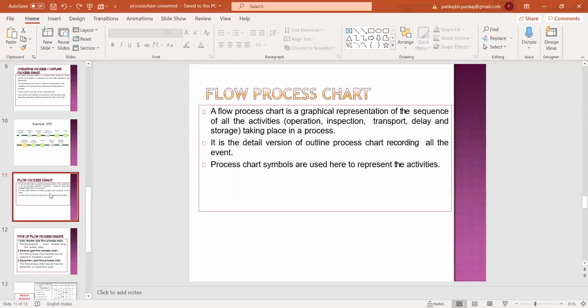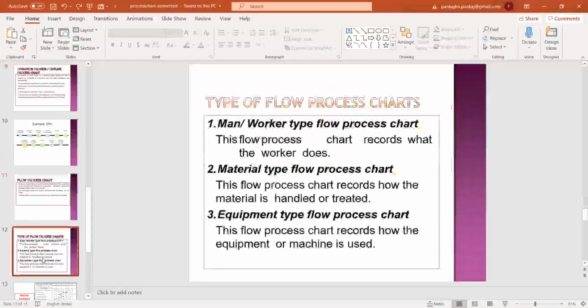And there are three kinds of flow process charts as well. So you can prepare a flow process chart for a worker. It is called a worker type flow process chart. You can prepare a flow process chart for materials, and even you can prepare a flow process chart for equipment or machine.